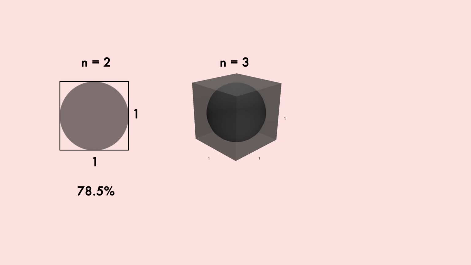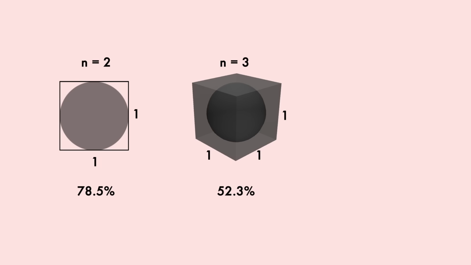In regards to 2 dimensions, let's say we perfectly rest a circle inside a square, which has side lengths of 1. Well, it turns out the circle takes up 78.5% of that square's area. When we move to 3 dimensions and put a sphere inside a cube, also with side lengths of 1, that sphere takes up only 52.3% of the volume. Adding that extra dimension decreased the ratio of those volumes.